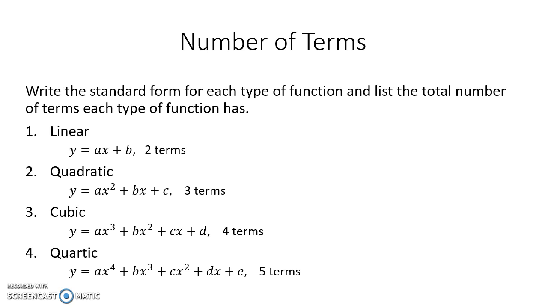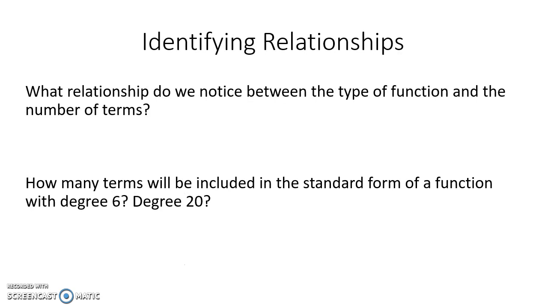Now you may see I have something next to it saying 2 terms, 3 terms, 4 terms. Notice in standard form for a linear function, there are 2 terms. Standard form of a quadratic function is 3 terms, for a cubic is 4, and for a quartic is 5. So if we want to think about, on the next slide, what relationship do we notice between the type of function and the number of terms?